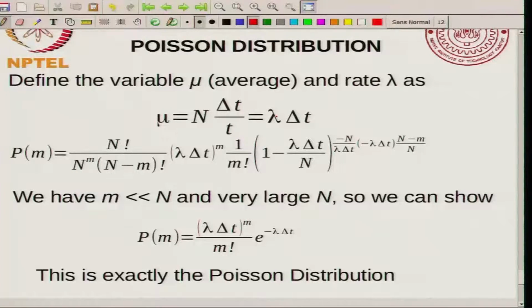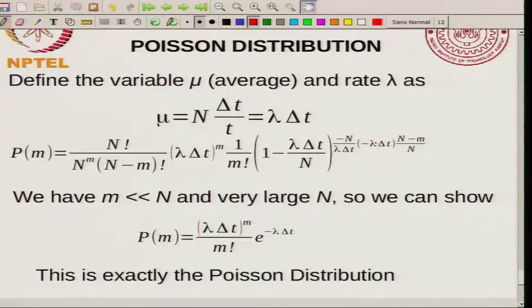And with this you can write the Poisson distribution in this form. So, what I have done is I have just replaced delta t by t as lambda delta t divided by n. I have taken the n raised to m outside, and I have just chosen to collect terms in this form. And what I have is 1 over m factorial, and I have 1 minus lambda delta t by n raised to minus n divided by lambda delta t times minus lambda delta t. So, basically I had n minus m, but I wrote it as n minus m by m times n by lambda delta t and lambda delta t.